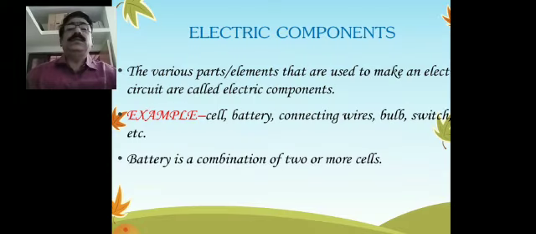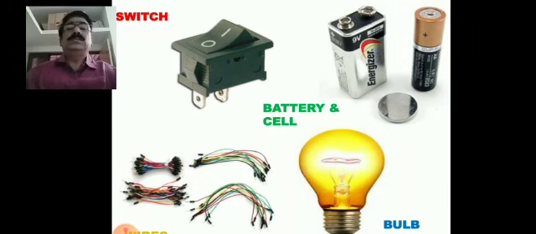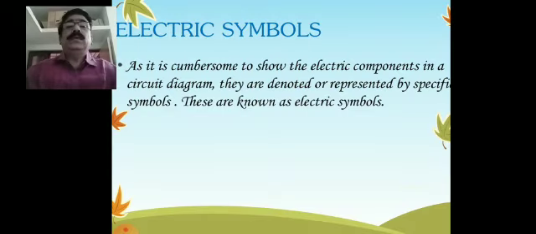Now let us see what the components of the electric circuit are, like cell, battery, connecting wire, switch, and so on. Here are some of the figures that are used. You can see the wire, the switch, the bulb, which are required to complete a circuit and how it is working.